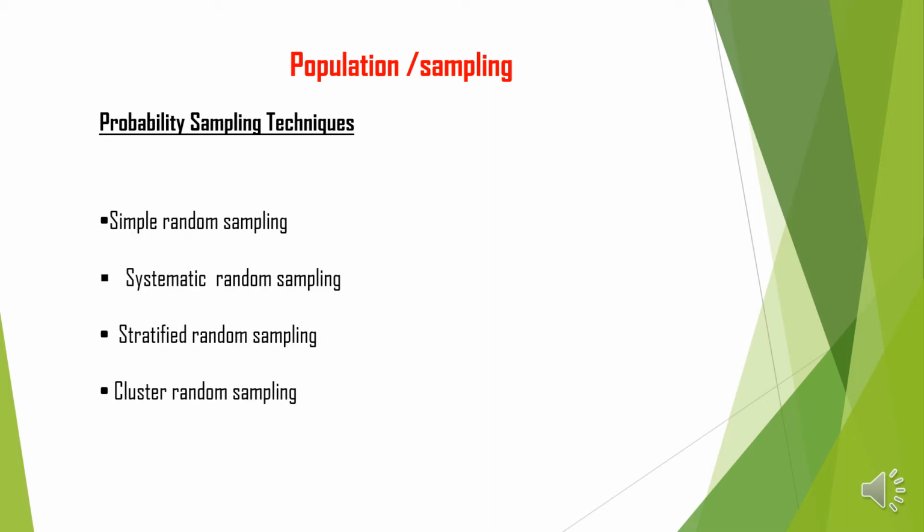What are the types of the probability sampling? We have simple random sample, systematic random sampling, we have stratified random sampling, and we have the cluster random sampling.